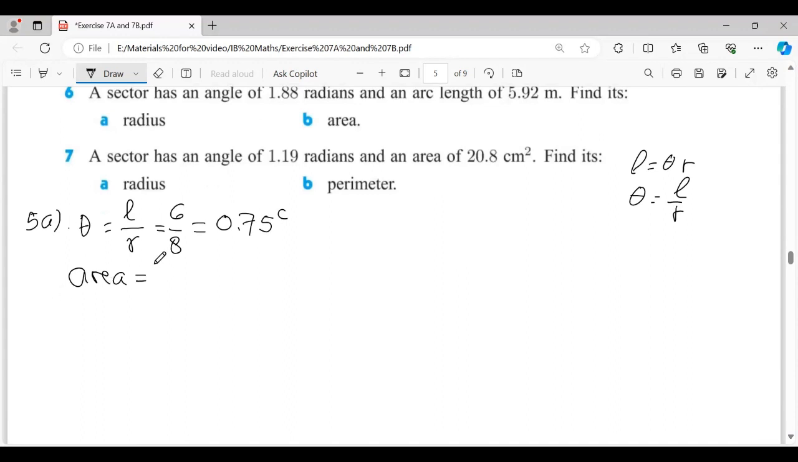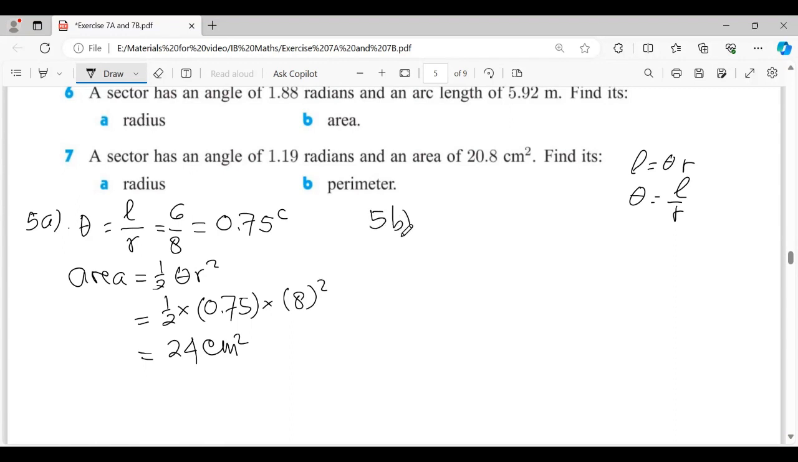And area equals half r squared theta: half times 0.75 times 8 squared, because the radius is 8. If we calculate with the calculator, 24 centimeters squared. That's for number 5a. And next, number 5b.